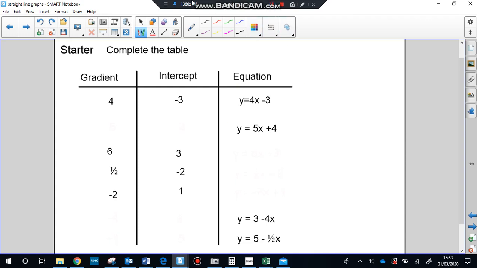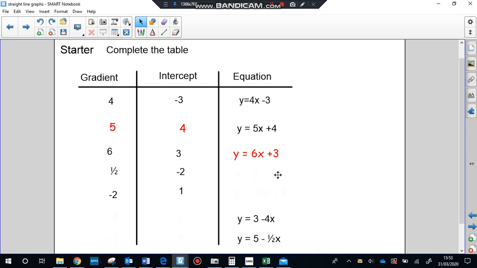Okay, so we should have some answers now. So if we look at this first one, it's the number multiplying the x that is the gradient. So the gradient for this one is 5. And it's the number that we add on at the end, that's the intercept. So that's where the line crosses the y-axis, it crosses at 4. So on here we've got 6 as the gradient, so it's y equals 6x, and 3 is the intercept, so it's y equals 6x plus 3.